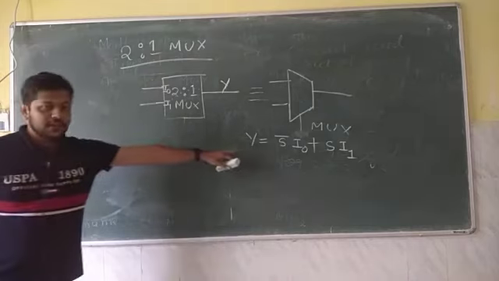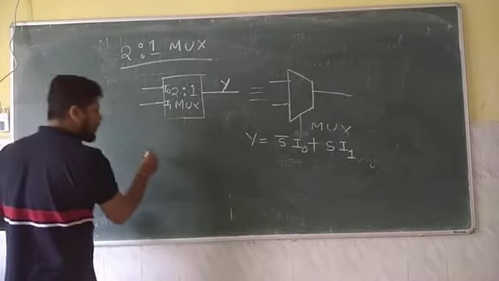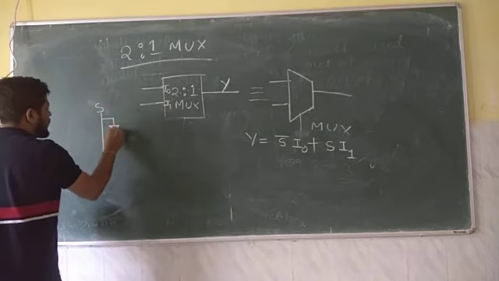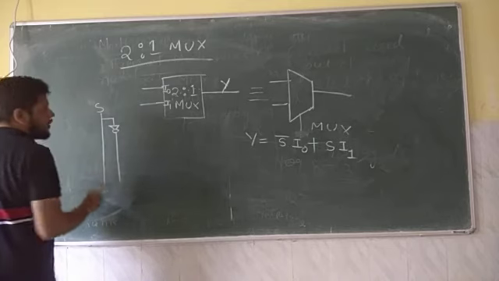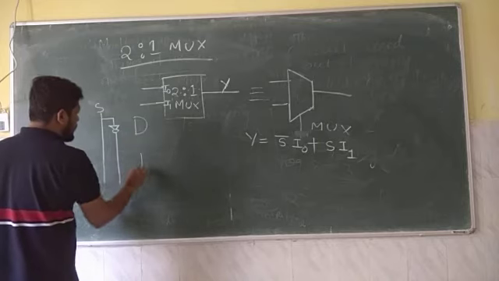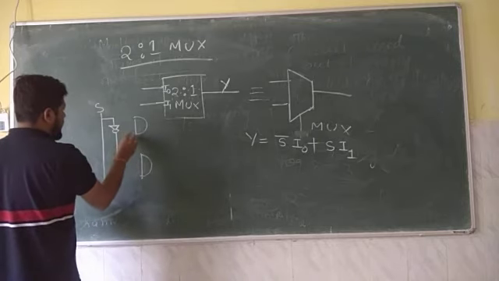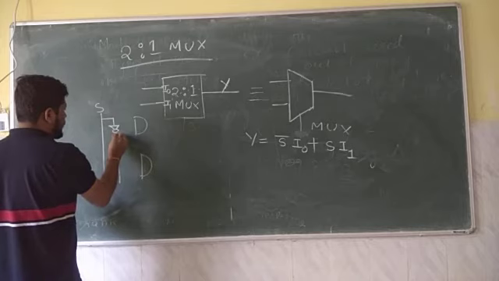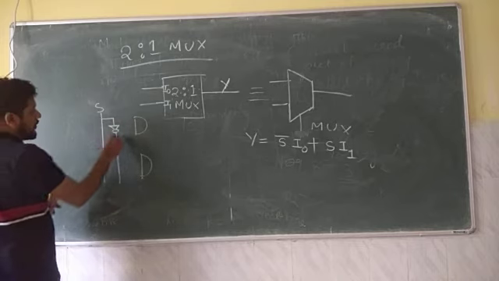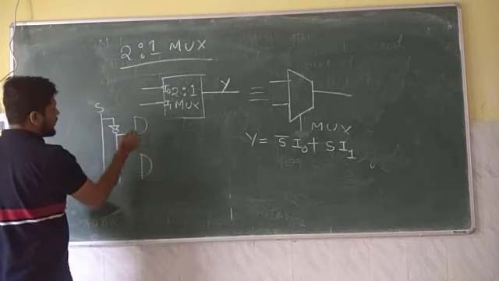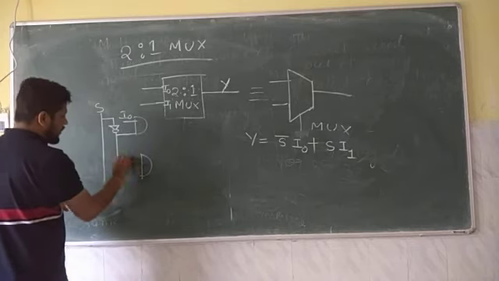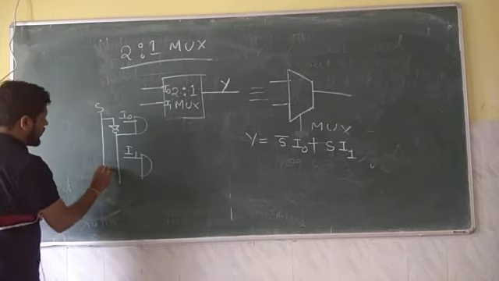So now I am going to implement that. We have a single line S, and we also need a NOT gate here. From this, this is your NOT gate, that means this is S and this line is your S bar. I am going to connect this as S bar, and this is your I0. Similarly, this is I1.